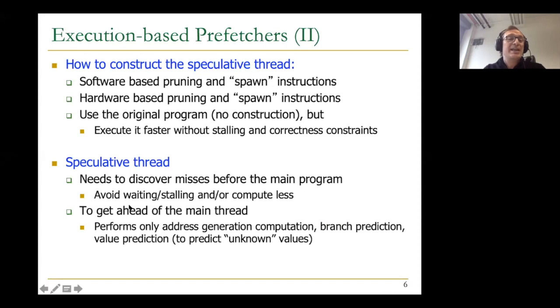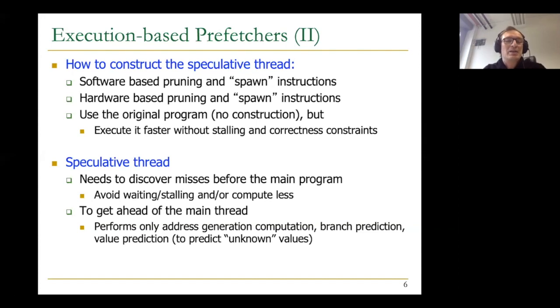And to get ahead even further, the speculative thread probably needs to perform only address generation computation, maybe branch prediction to guide where you need to go, of course, because if you actually go on a program path that's not going to be executed by the main thread, then you'd be prefetching useless stuff probably, right? Potentially, not always, because sometimes wrong path is good for prefetching, as we will very, very briefly discuss as well.